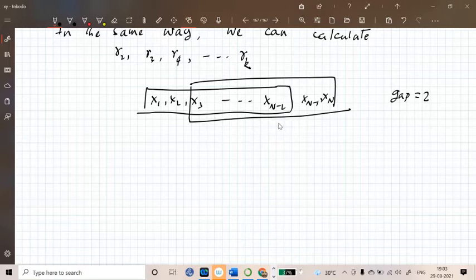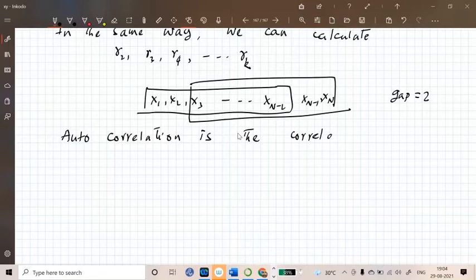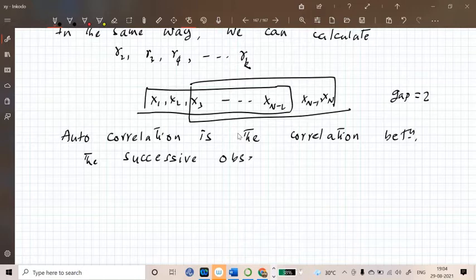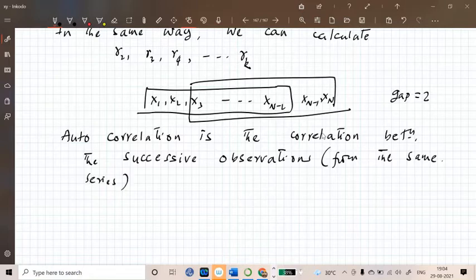this formula is a little simplified now. So basically the autocorrelation is the correlation between successive observations with some gap, right? So you can write the autocorrelation is basically the correlation that we defined first between the successive observations from the same series, needless to say, with some gap. So this is what autocorrelation is.